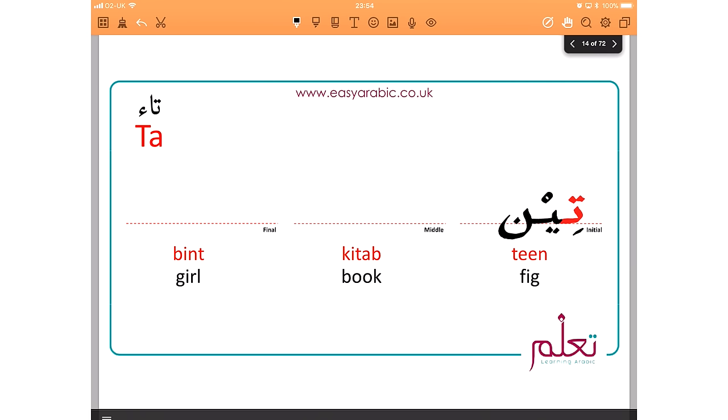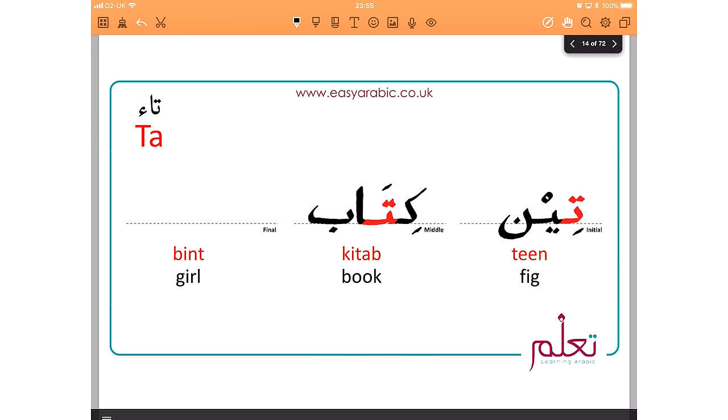Next one is kitab, which is book. So we've got the kaf at the beginning. Kaf. Then we have the ta, which goes in the middle with the two nuktas. Then we have the alif, kita, and then the ba. Kitab. So if we add the harakat, kitab.